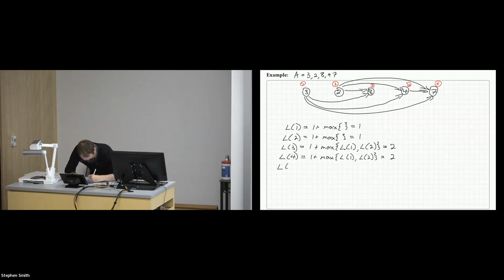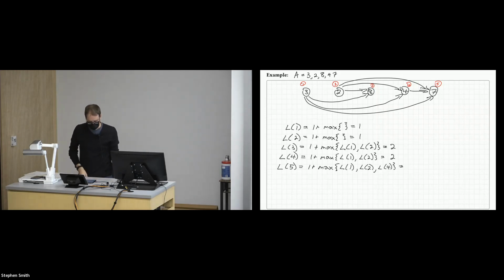And then L of 5 is 1 plus the max. All the incoming edges from 7, it's got 3 of them. It has 1 from 1, from 2, and from the fourth vertex. L1, L2, L4. And L4 is already 2, so this gives us a 3. And so that's then our solution.